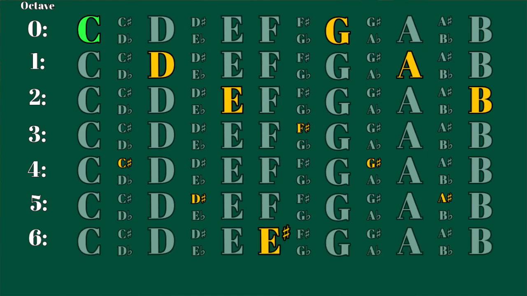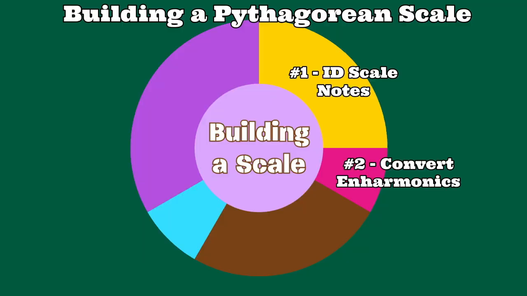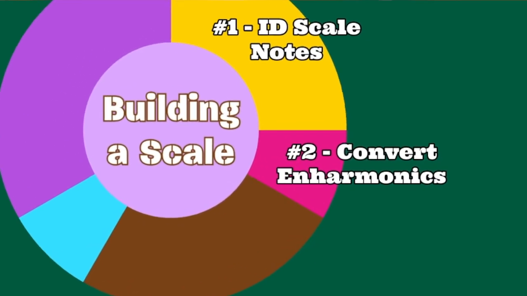Now E sharp is the enharmonic equivalent to F, and we haven't jumped to an F yet, so we'll convert this note to F when the time comes and keep going. E sharp to B sharp jumps to octave 7, and B sharp to F sharp sharp stays in octave 7. Banjo Dan, I think we hit the weird factor. Agreed. On to step 2, converting enharmonics.